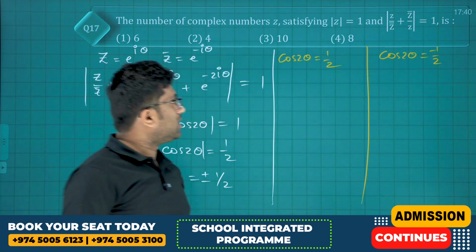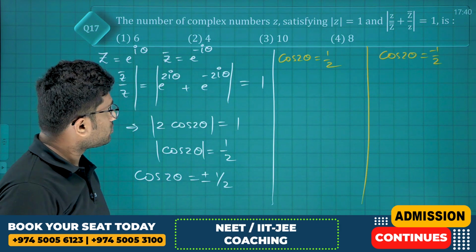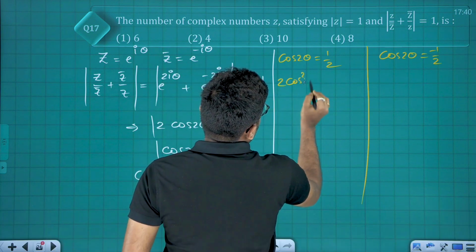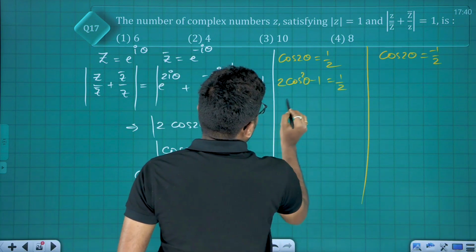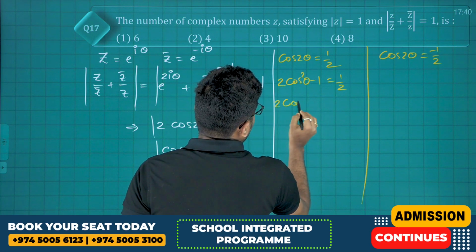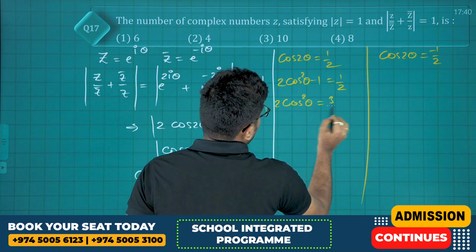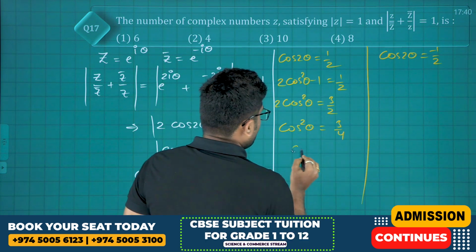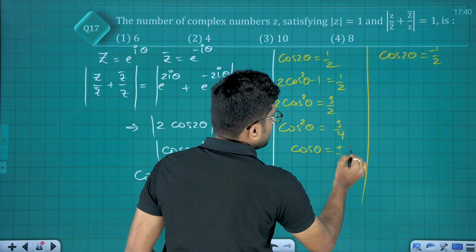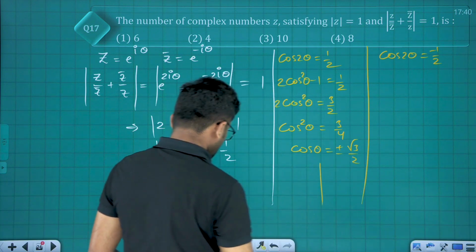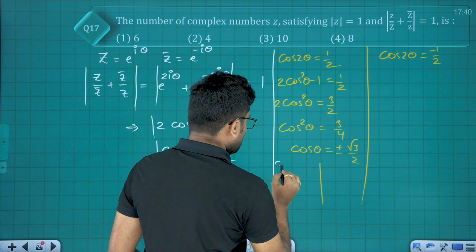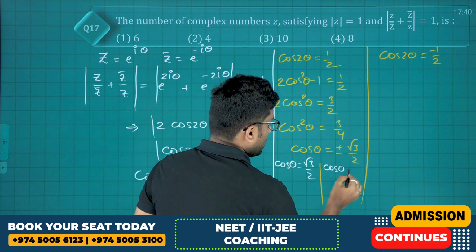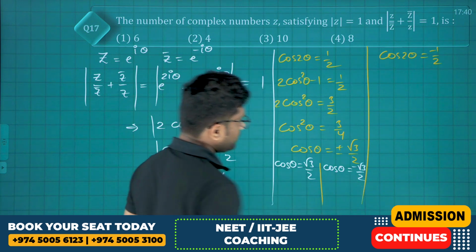See, for the number of solutions, what is cos 2 theta generally? 2 cos square theta minus 1 is equal to 1 by 2. 2 cos square theta is equal to 3 by 2, so cos square theta is equal to 3 by 4. Cos theta is equal to plus or minus root 3 by 2. So cos theta can be root 3 by 2 or minus root 3 by 2.